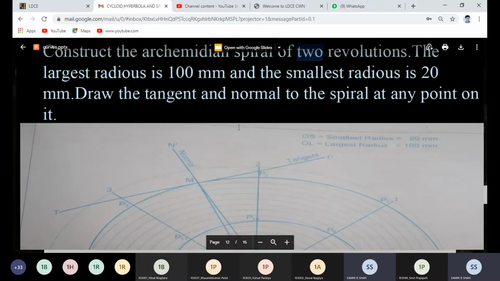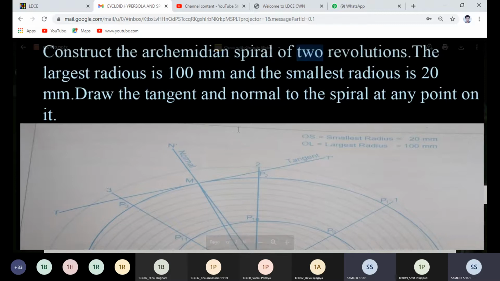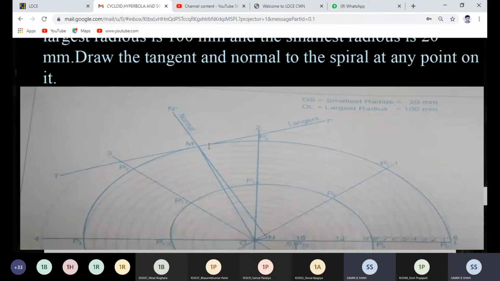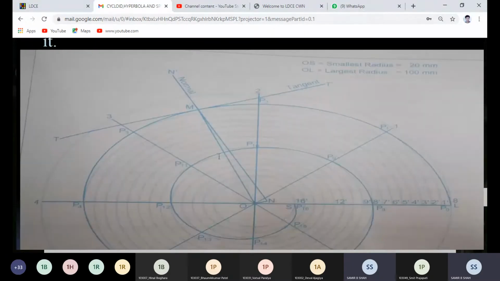Draw the tangent and normal as commonly it may be asked in the data. Mark M point on the curve. Draw the radius vector OM by joining the point M with the pole O. Okay.